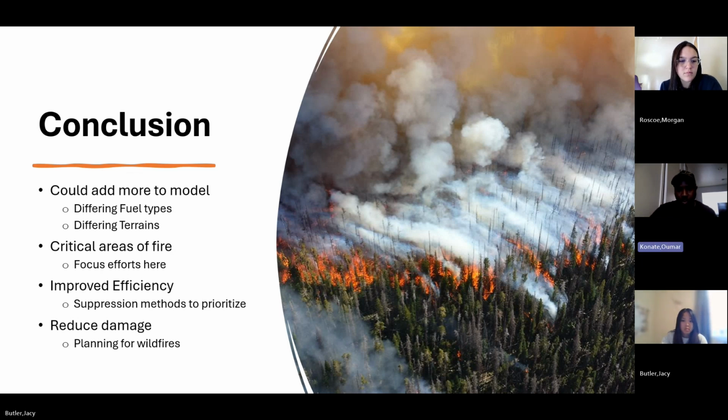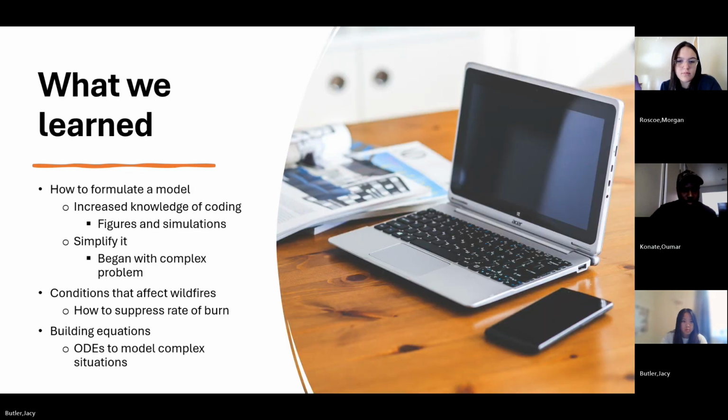Fighting the fire where the spread is faster ensures the opportunity for the fire to spread across the greatest distance is halted before causing more damage. All in all, we learn how to formulate and simplify a complex model to create code, illustrate our findings, and we learn a heck of a lot about wildfire.